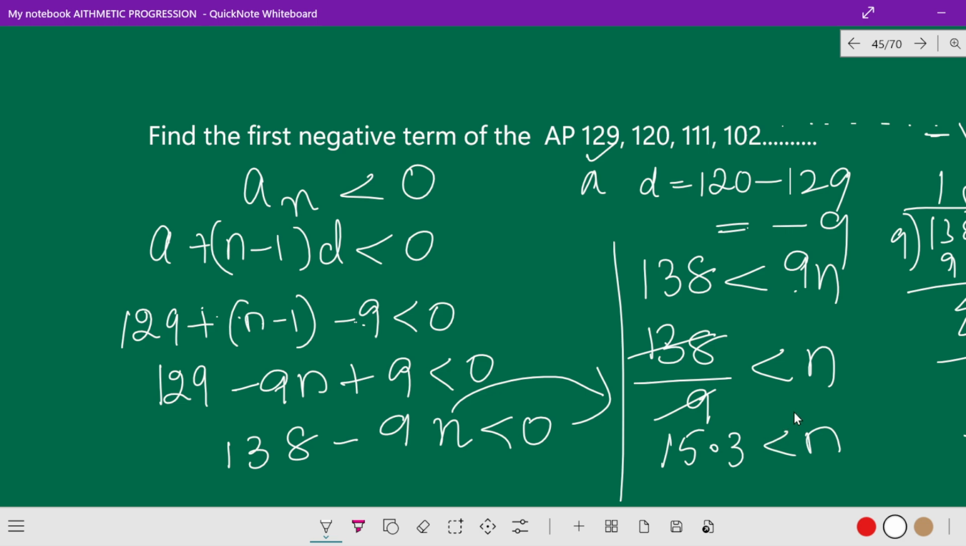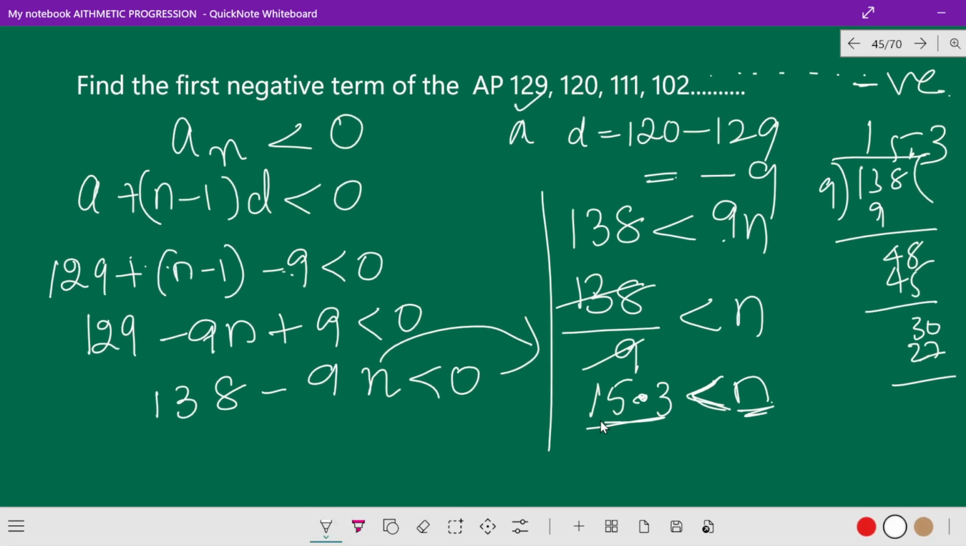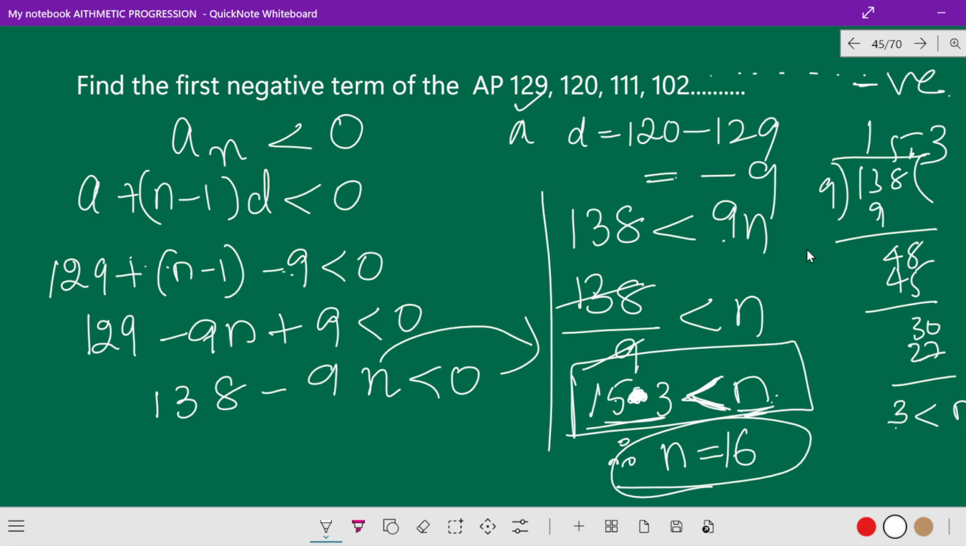So 15.3 is obviously less than n, means n should be greater than 15.3. So greater than 15.3 means I can take the nearest number which is greater, that is 16. For example, if I read the value as 3 is less than n, it means n is greater than 3. So here n is greater than 15.3. So the next number will be 16. Therefore n is equal to 16. So the 16th term will be the negative term.